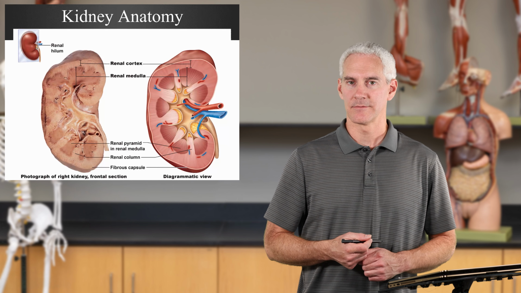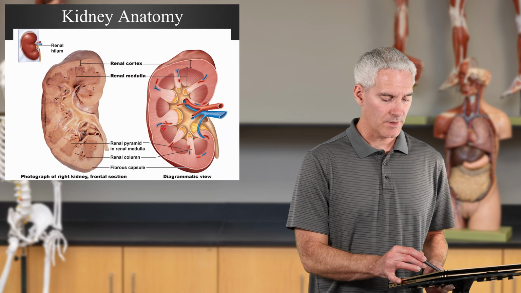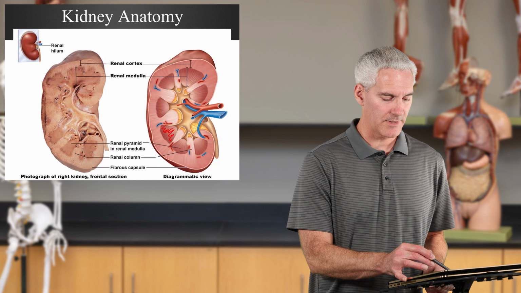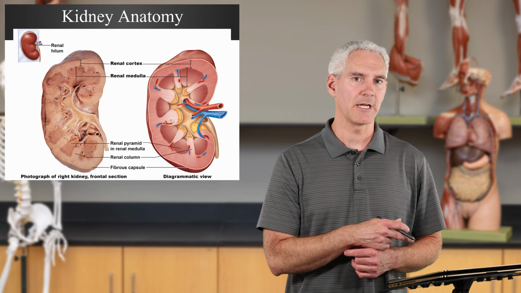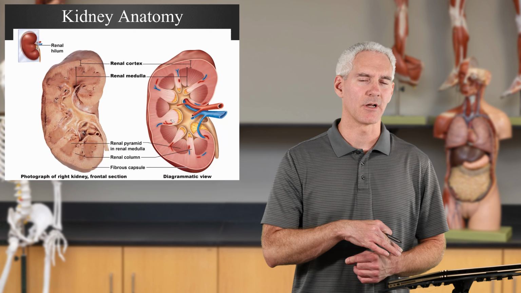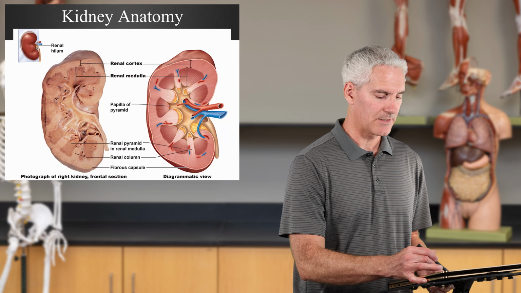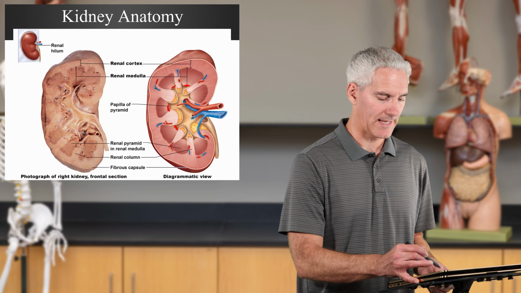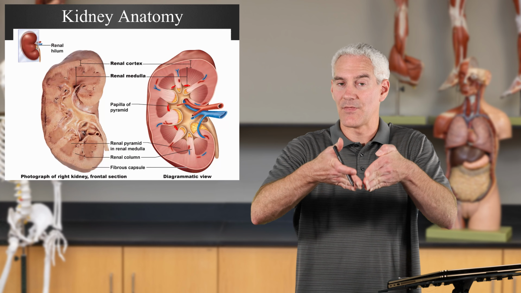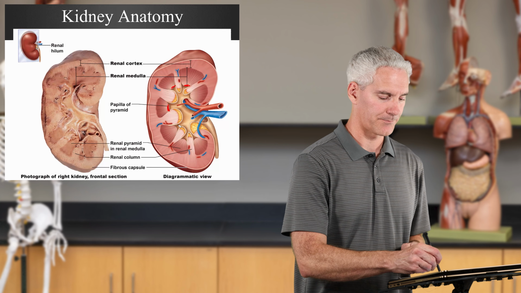The renal pyramid, or the pyramid itself, is each one of these structures. That's one pyramid, this is another pyramid, here's a third pyramid. So those are the renal pyramids. Now, those renal pyramids we'll come back to later when we start talking about the nephron and how filtration works. So keep that in mind. At the very point of the pyramid, this is the renal papilla. So the very end of each pyramid is the renal papilla.